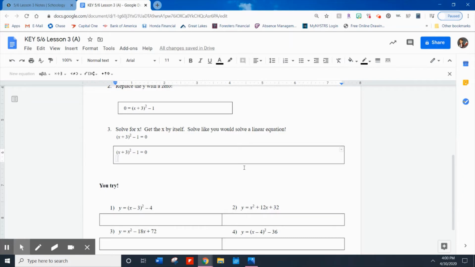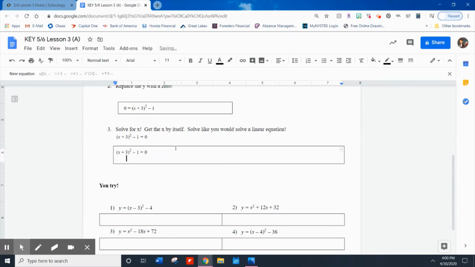Now, if you're ever stuck on where to begin, you are working backwards based on what's happening to x. So right off the bat, the first thing that's happening to x is that it's being added by 3. Then it's being squared. Then it's being subtracted by 1. So to solve it, we have to work backwards. So the last thing I said was that it was being subtracted by 1. So that's the first thing we have to do to solve it.